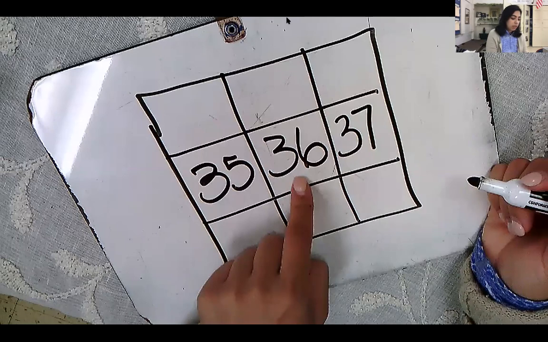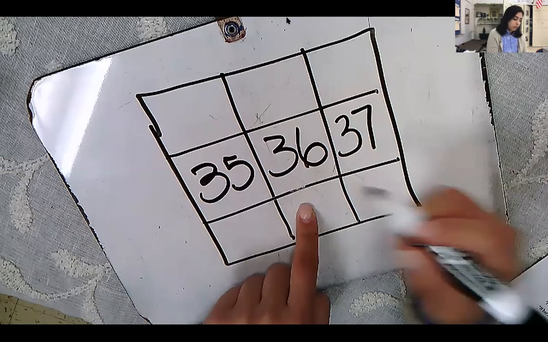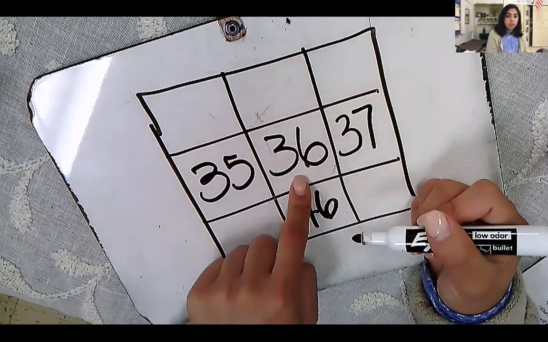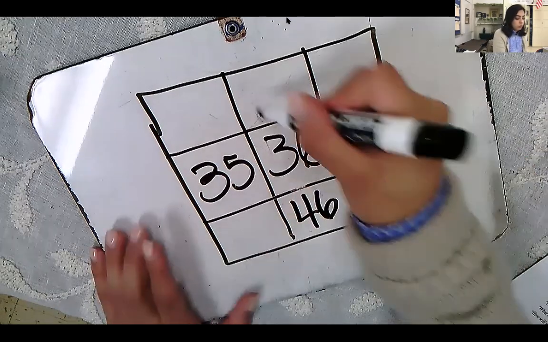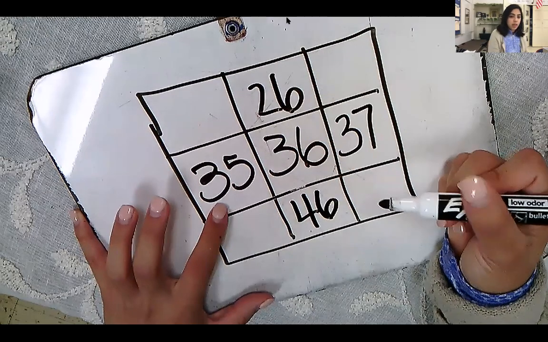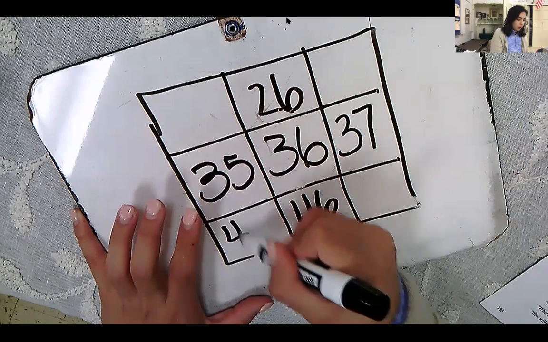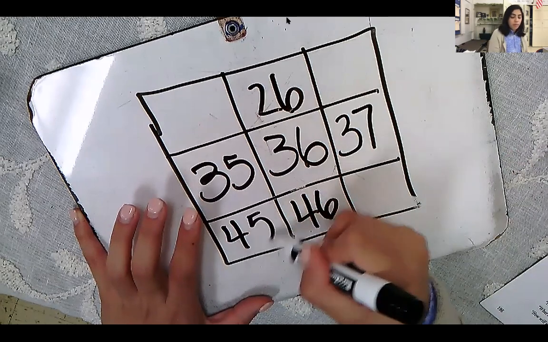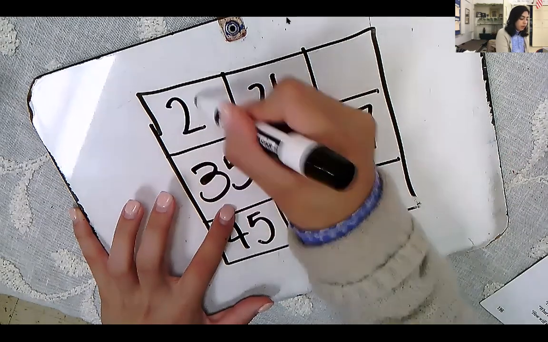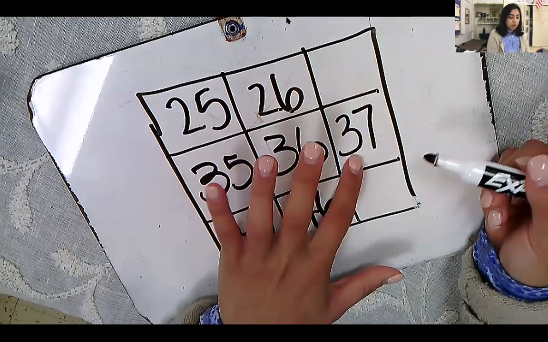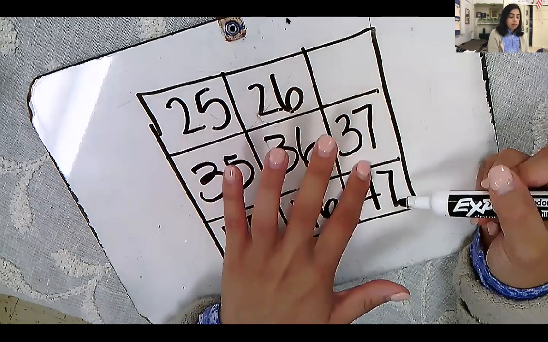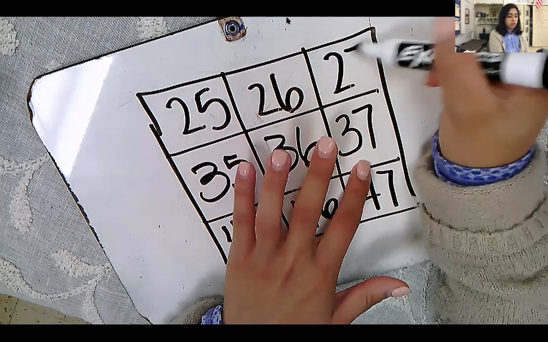So 36 plus 10 is 46. Good job. 36 minus 10, 26. 35 plus 10, 45. 35 minus 10, 25. 37 plus 10, 47. And 37 minus 10, 27.